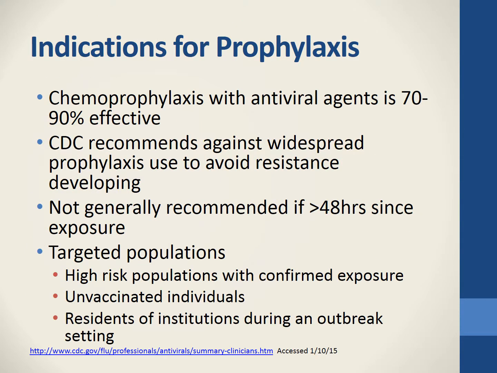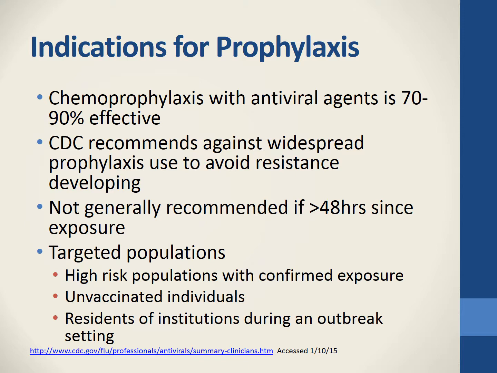In terms of chemoprophylaxis, this is when someone's exposed to influenza, and you want to use the antiviral agent to prevent them from getting influenza from that index case. We know that chemoprophylaxis, say that 10 times fast, with antiviral agents is 70 to 90% effective. The CDC currently recommends against widespread prophylaxis because the fear is if we overuse these agents, we really don't have anything else in our arsenal for treating influenza. So we want to avoid selective pressure and resistance developing.